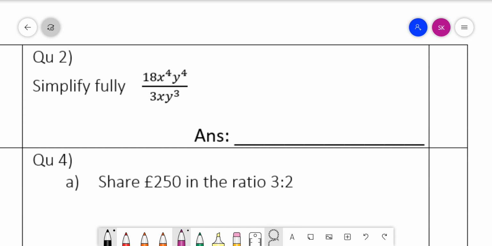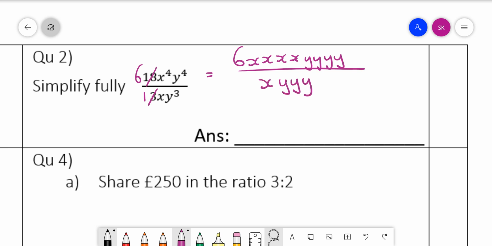Question 2, simplify fully. And we've got this fraction here. So first of all, let's simplify the numbers. 18 and 3, the highest common factor is 3. So if I divide them both by 3, I get 6 and I get 1. Now I'm going to write it out nicely. There's 1 there, I can just ignore it because it's basically the same as not writing it.